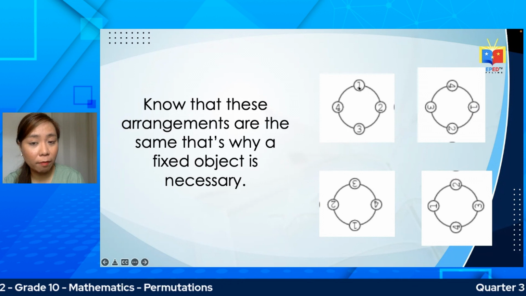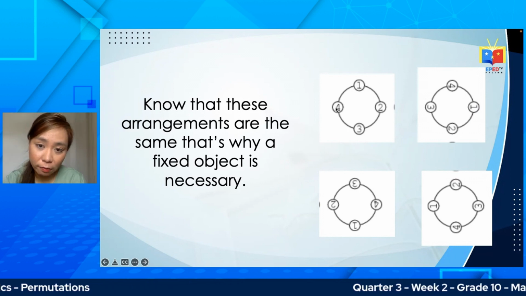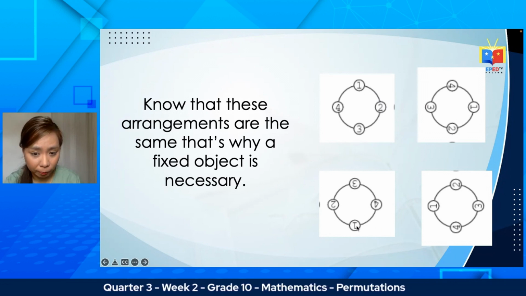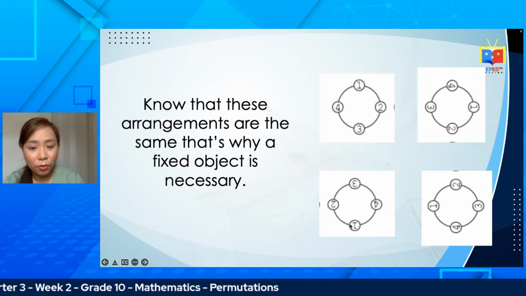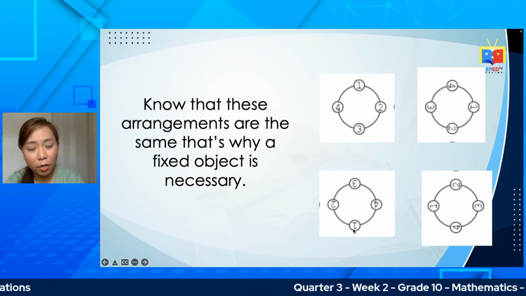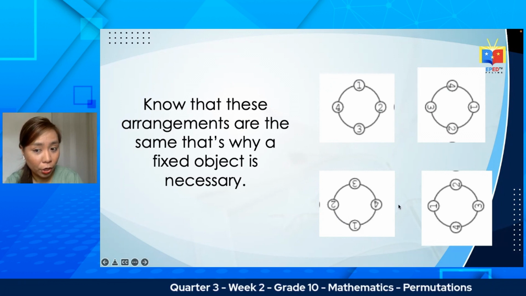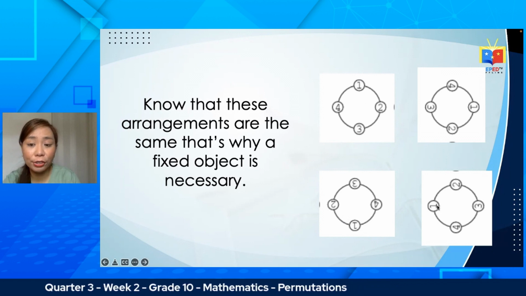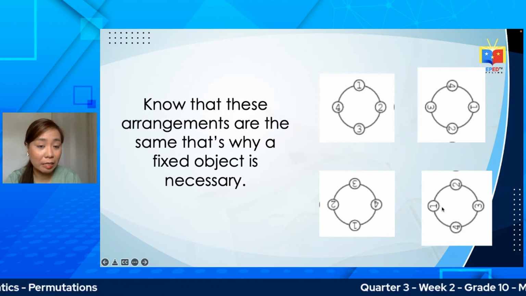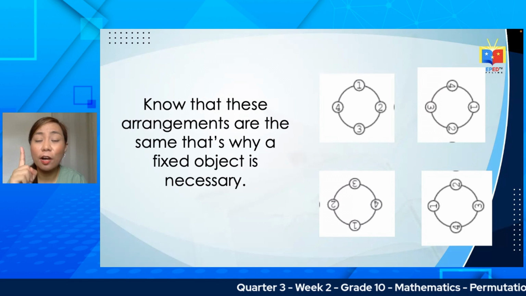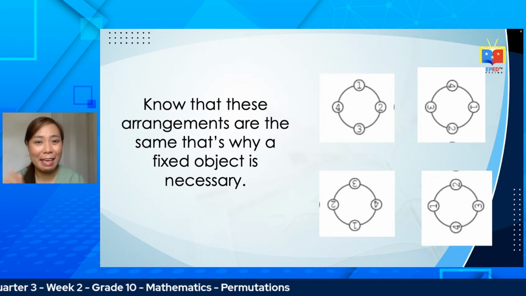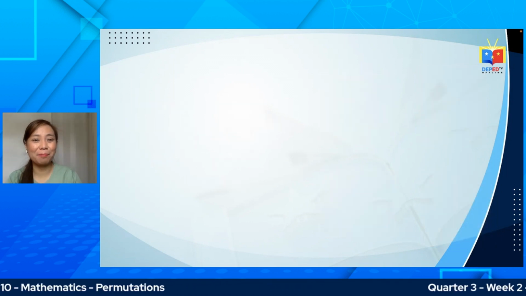For the first arrangement, the left side of 1 is 4, the right side is 2. So what if we put 1 on the bottom? Still, you can see here that on its right side, it will still be 2, and on its left side, it will still be 4. Same thing if we move that 1 on the left side. Its right side will still be 2, and its left side is still 4. That's the importance of fixing one object in a circular arrangement. Get it? Now let's try another example.